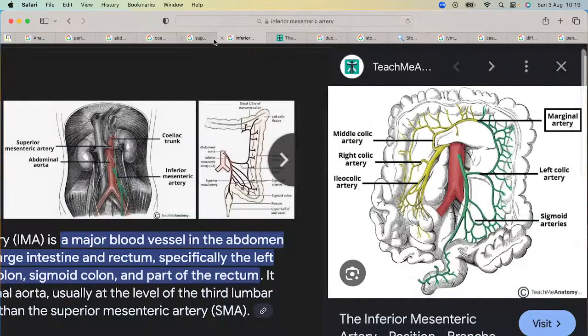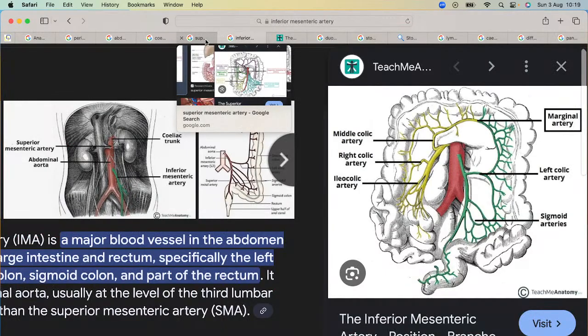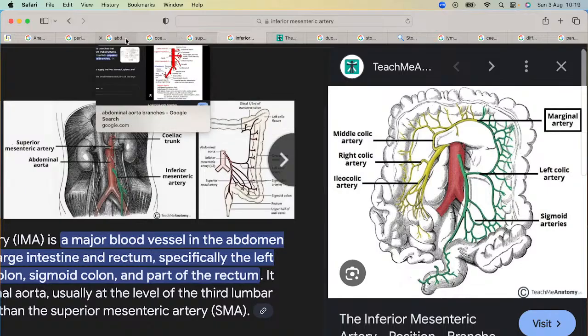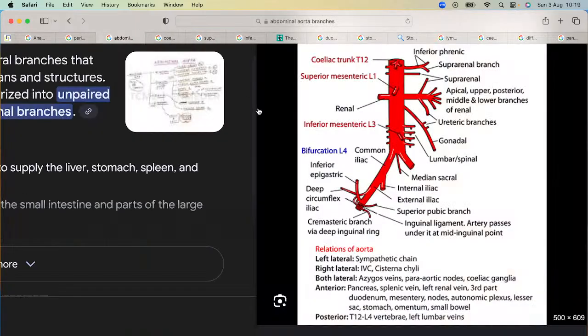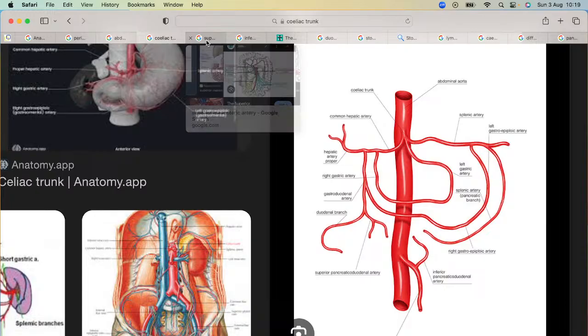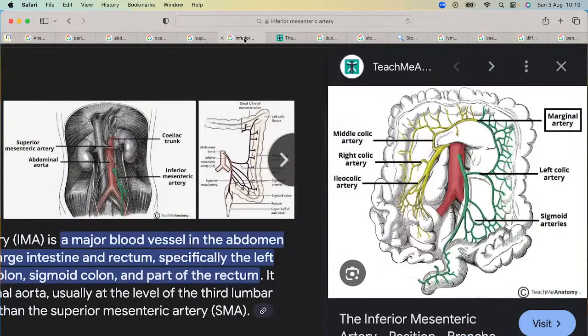Okay, so that concludes the abdominal aorta. I hope that everything is clear. I see no questions. So this diagram is very important. You should be able to draw out the entire abdominal aorta in its entirety with the accessory branches and the main branches, and all the side branches that come from the celiac trunk, superior mesenteric, and the inferior mesenteric.